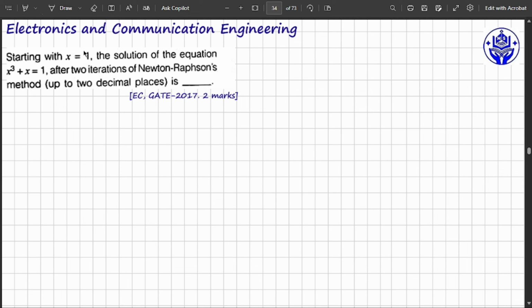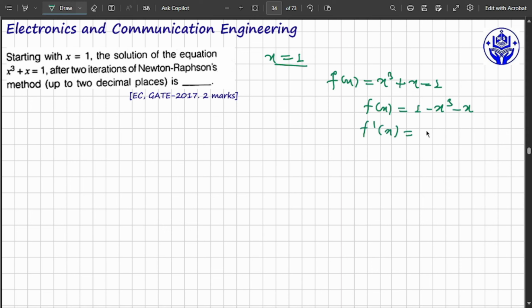Okay, next question. Starting with x equal to 1, after two iterations of the Newton-Raphson method for f of x equal to x cube plus x equal to 1. So my f of x is equal to 1 minus x cube minus x. Then f dash of x is equal to 1 minus 3x square minus 1. Or basically it will be like this, minus 3x square minus 1.